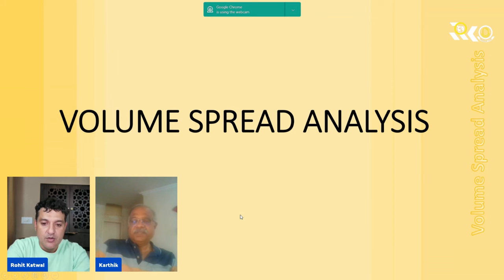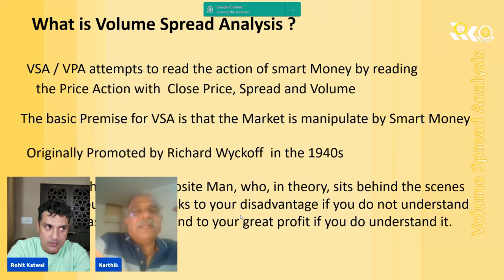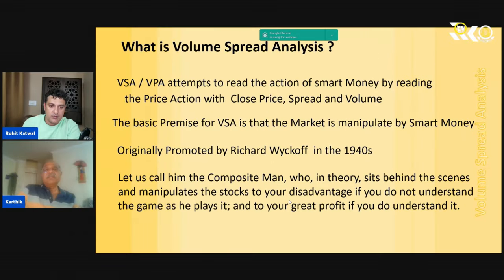Okay, now so volume spread analysis. So let's look at a few basic things. What is volume spread analysis? Now, the volume spread analysis attempts to read the action of smart money. We all know the smart money is what is moving the market. So the VSA attempts to read the actions of the smart money by reading three things, that is the close price, spread, and the volume. Spread is the total, the high minus low of the bar. So we are looking at the price action, that is with the close price, and the spread, how much the price actually moved from low to high, and the total volume of the transactions.